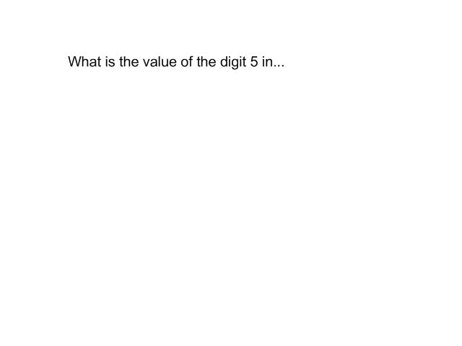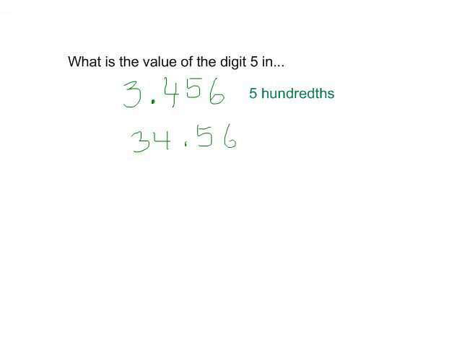Before we go, I do want to point out one thing. What is the value of the digit 5 in the number 3.456? That's right, the answer is 500ths. Now, what about in the number 34.56? That's right. Just by moving the decimal point 1 space, the value of the digit 5 changed to 5/10.